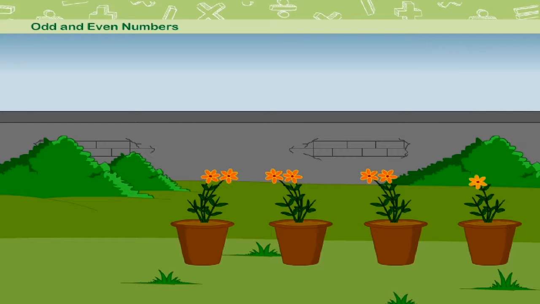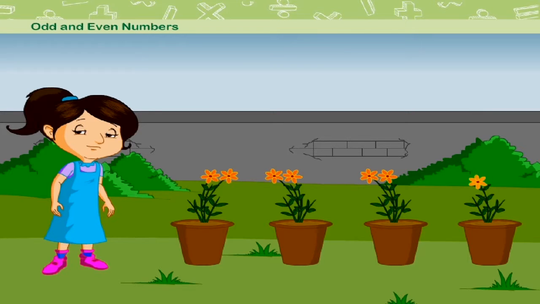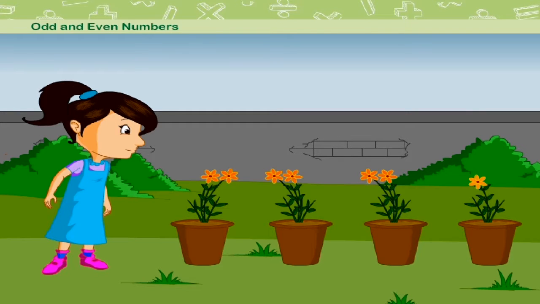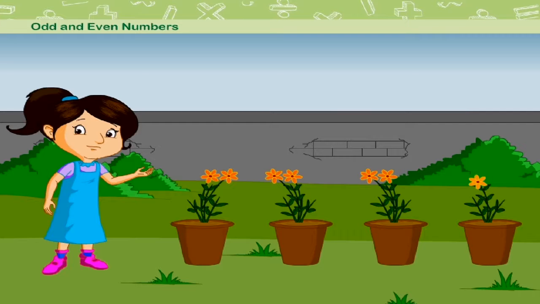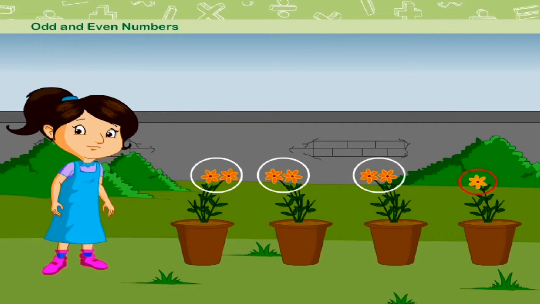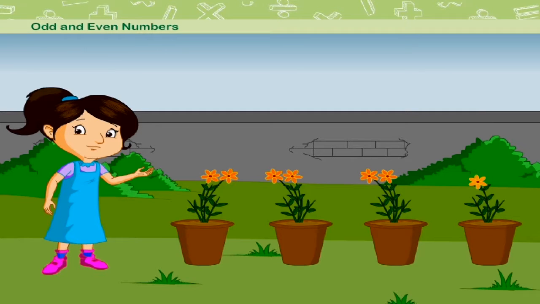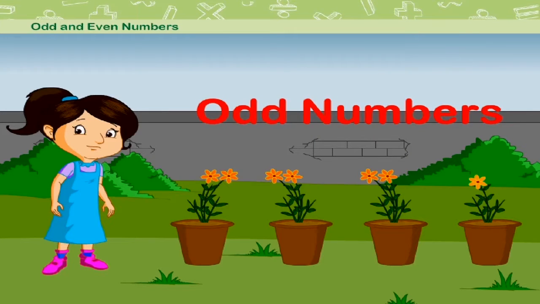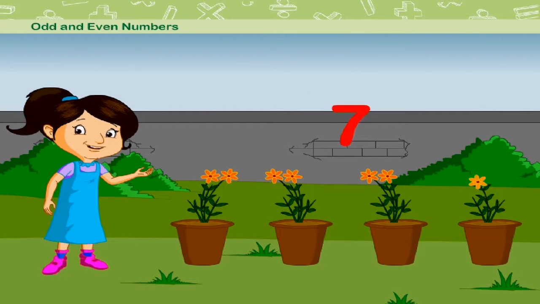Odd and even numbers. Reena is looking at the flowers in her garden. There are 7 flowers in the garden. There are 3 pairs of flowers and 1 flower is left unpaired. Numbers from which we cannot form the exact number of pairs without any remainder are called odd numbers. So Reena can see that 7 is an odd number.